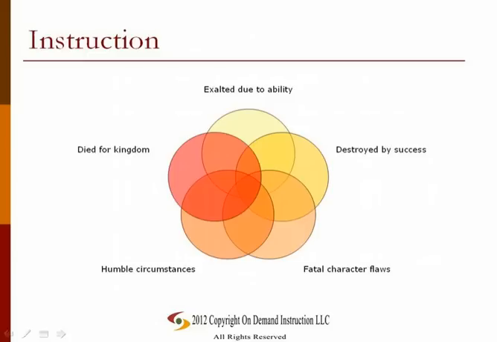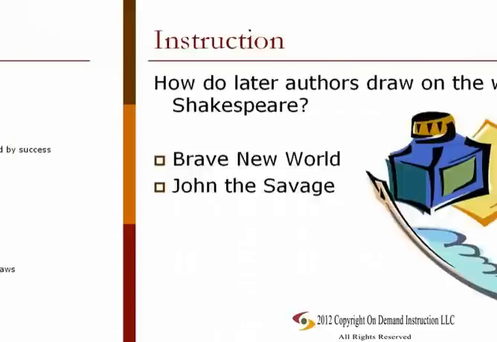King Saul's story follows a similar pattern. Originally, King Saul's circumstances were quite humble, but God exalted him and made him king. When he became arrogant and disobeyed God's commands, God withdrew his favor from Saul. Saul, like Macbeth, died fighting for his kingdom.